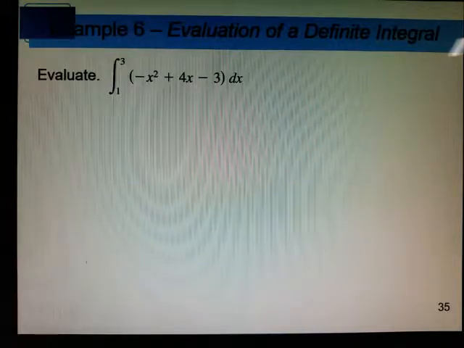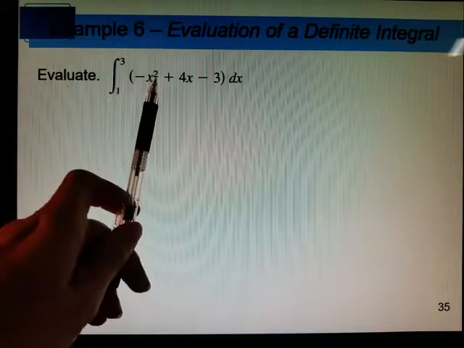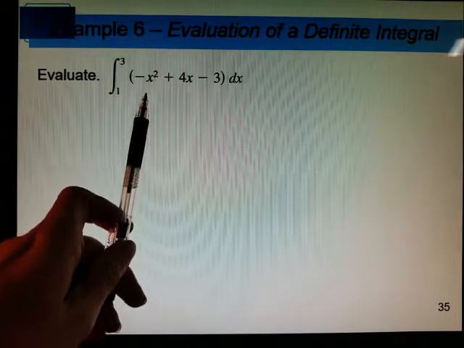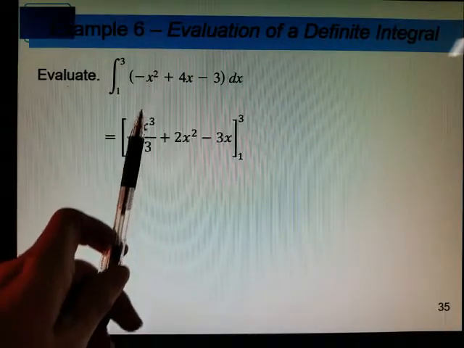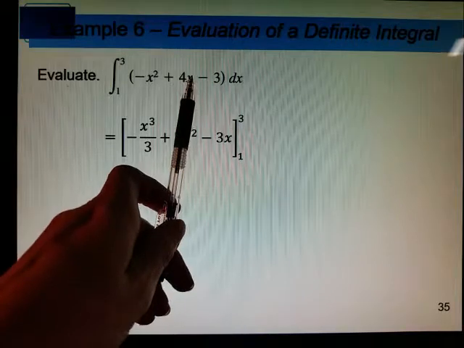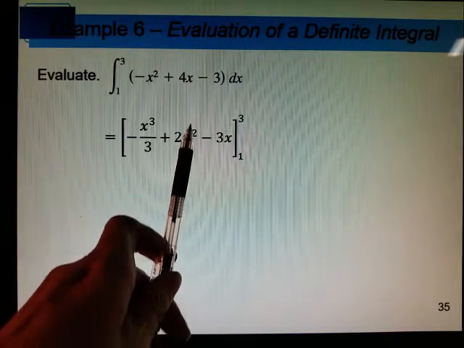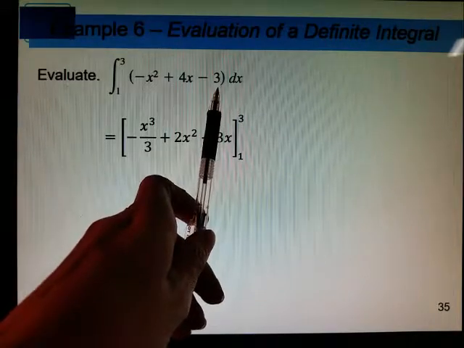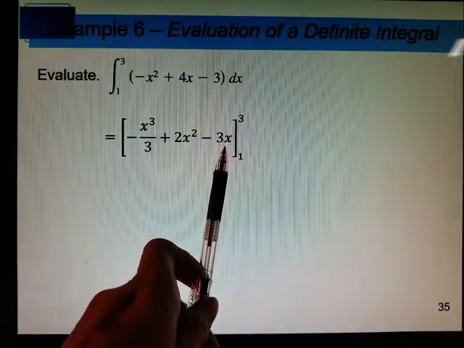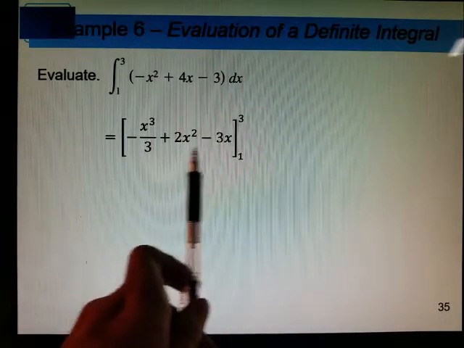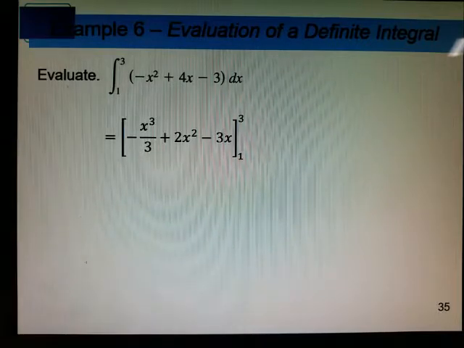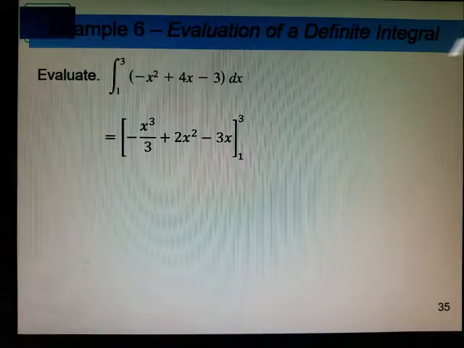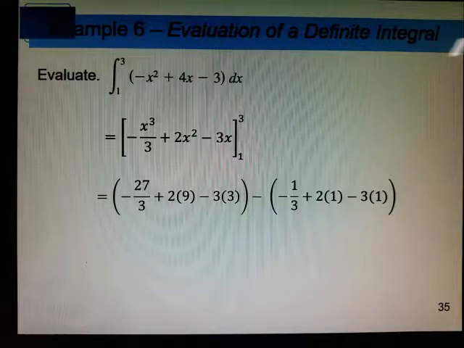Once we need to evaluate this, I'm going to integrate. We're going to add 1 to the exponent and divide. So that would be 3 divided by the 3 here, x to the third over 3. That was x to the 1, add 1, so that'd be 2. When you divide by the 2, that became 4. This was 3x to the 0, add 1 to it, it's x. Now, y'all, we're going to plug in the 3 and then minus when we plug in the 1. So we plug in all the 3's, minus when we plug in all the 1's.